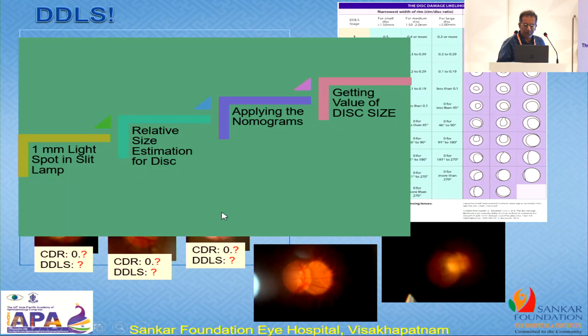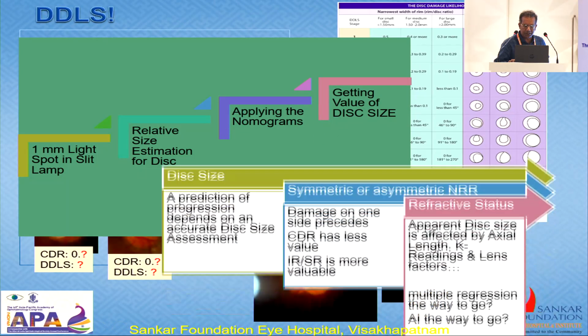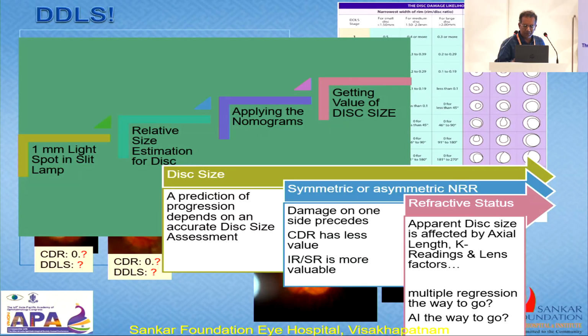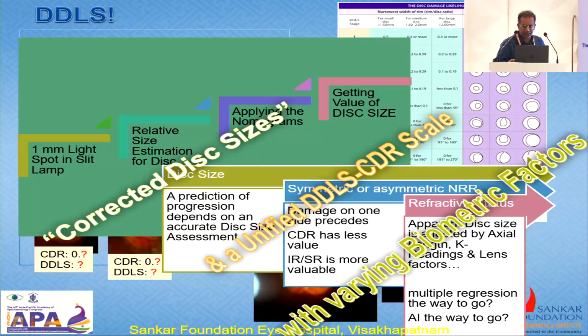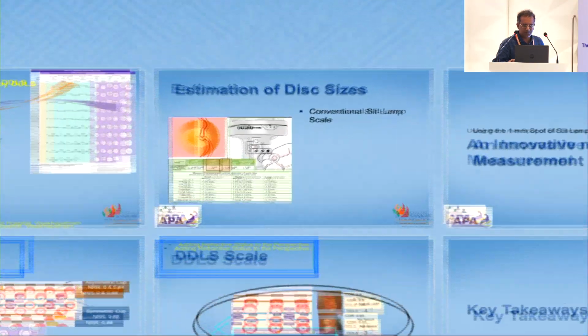Like that, we will be making use of nomograms for getting the actual value of the disc, and then after the disc size, whether symmetry or asymmetry is there, and then whether the refractive status is on the side of myopia or hypermetropia, so that the corrected disc size and the correct unified corrected DDLS CDR scale could be available for us.